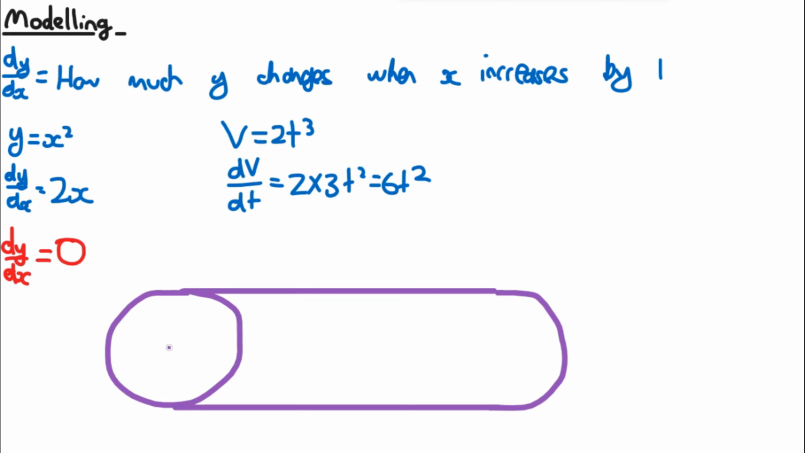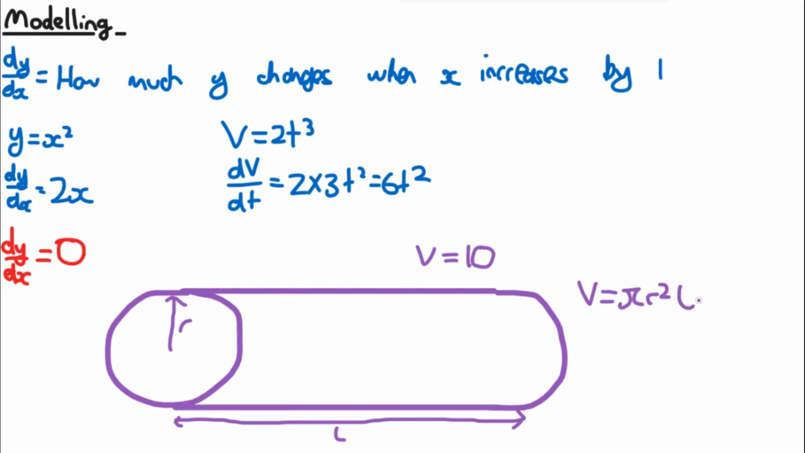Let's say that I gave you a cylinder, and let's say I said that the radius of the cylinder is equal to r, and the length of the cylinder is equal to L, and I told you that the volume of the cylinder is equal to 10, and I want you to give me an equation for L in terms of r. Well, the way that we can do this is by using the formula of the cylinder. The volume of a cylinder is equal to pi r squared L. You need to know the volumes of some basic 3D shapes, like this one for example.